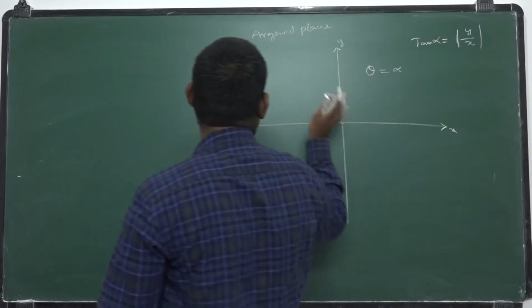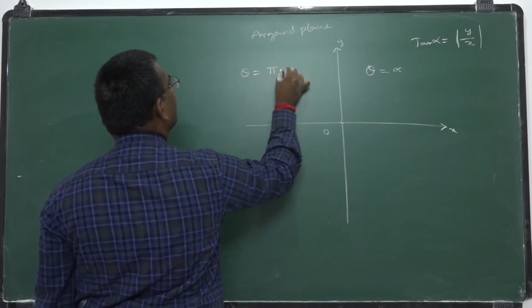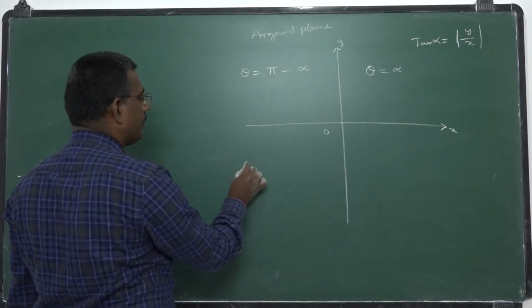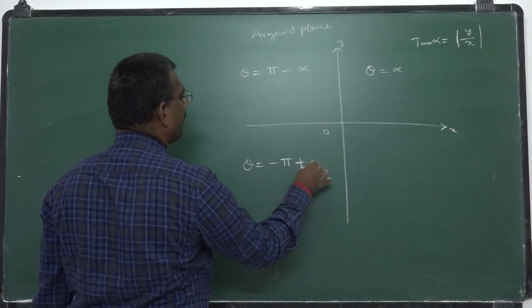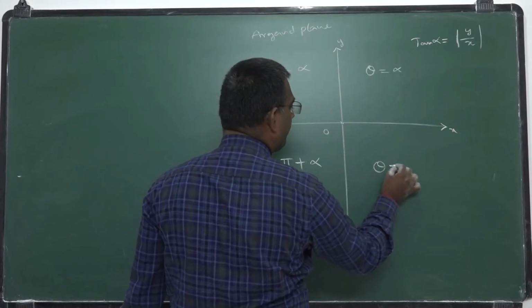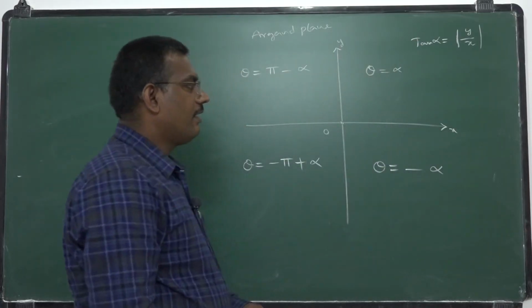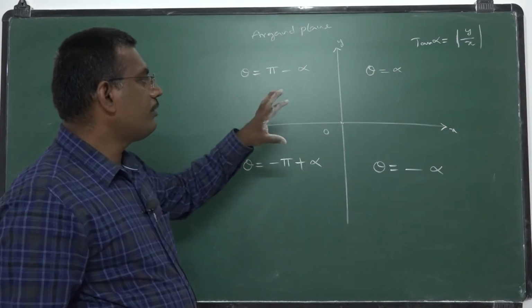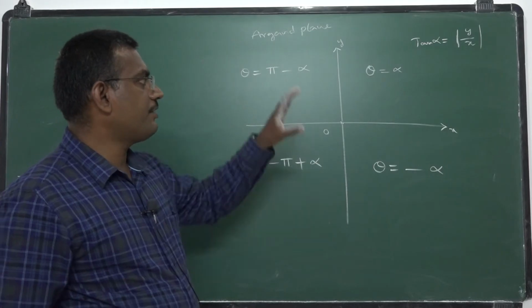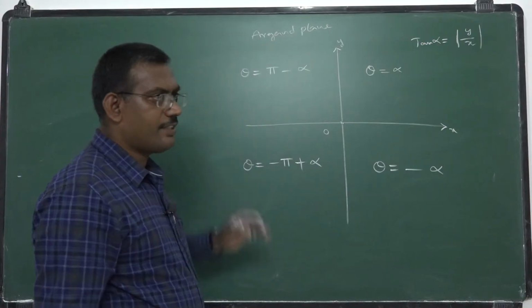So if the point z lies in the first quadrant, argument will be equal to alpha. If z lies in the second quadrant, the argument will be equal to 180 degrees minus alpha, that is pi minus alpha. If the complex number lies in the third quadrant, argument will be equal to minus pi plus alpha. If it lies in the fourth quadrant, argument will be equal to minus alpha. So first find alpha, next decide the quadrant in which z lies, and in the third step find the argument of the complex number.